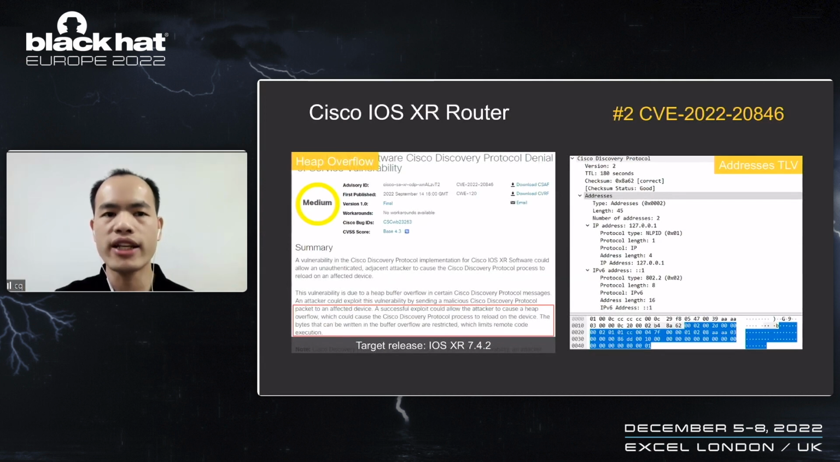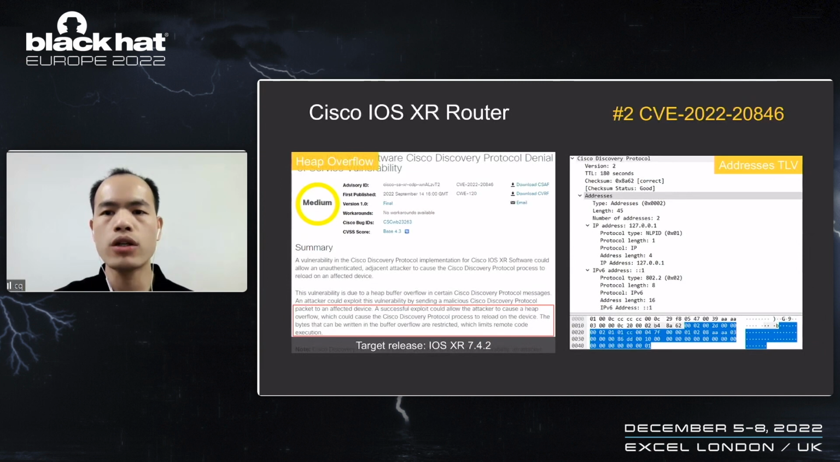Next one is CVE-2022-2846, which affects the Cisco IOS XR router. It's a heap overflow vulnerability when parsing addresses TLV. However, due to the limitation on the bytes that can be written, achieving code execution may be hard.